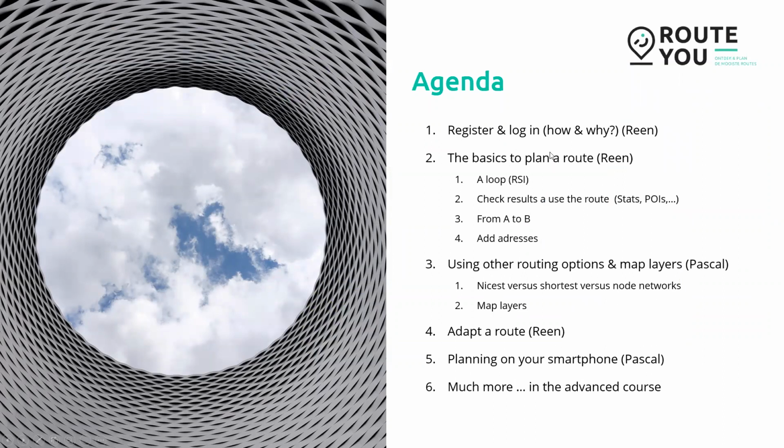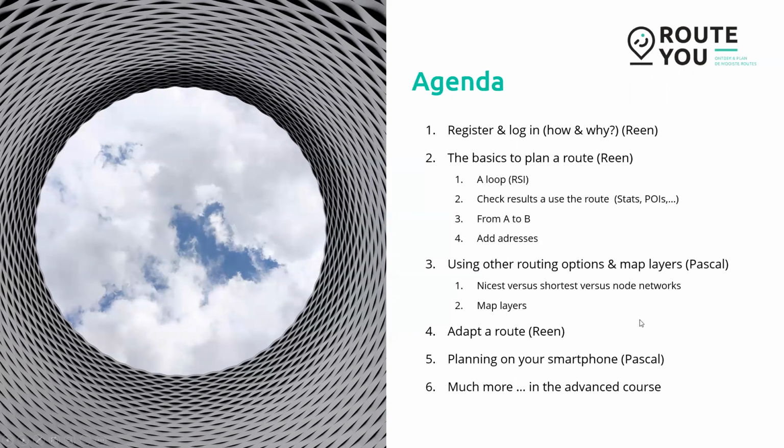First of all, Rein will explain how to register and log in, and also adapt your language. I've seen that a lot of people following tonight are Dutch speaking, but you're very welcome, of course, to follow this webinar. That's probably due to your settings not being switched to Dutch yet, so the default English is used. Rein will explain this. She will also explain the basics of planning a route. How do you plan a loop? How do you look at the results? And then what's the difference from A to B routing, and adding addresses will be focused upon.